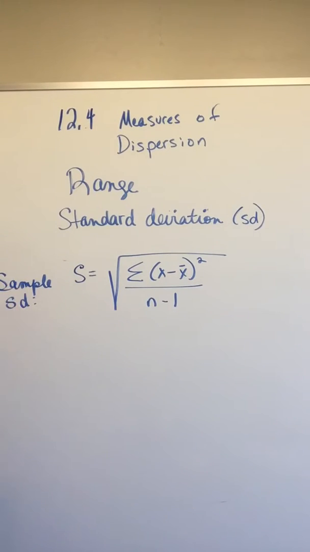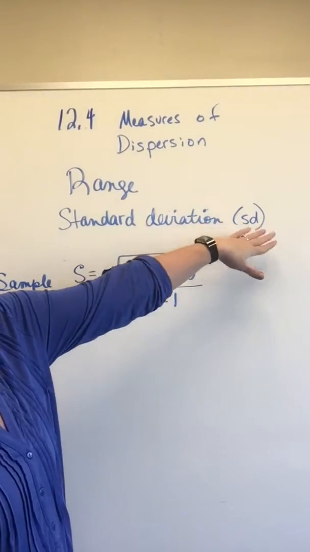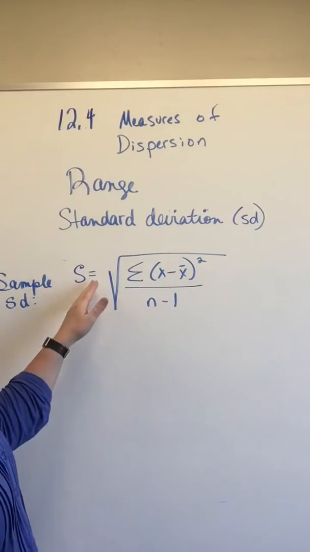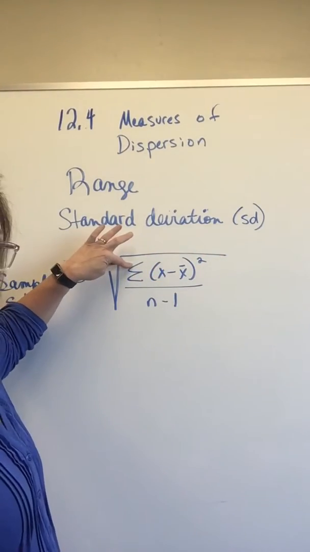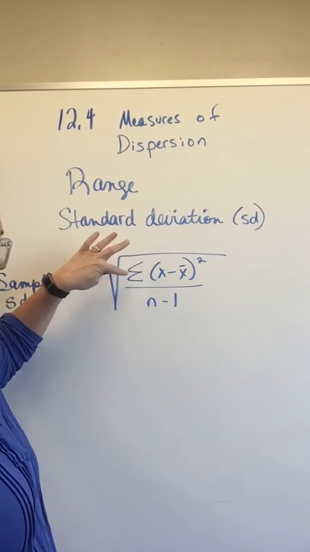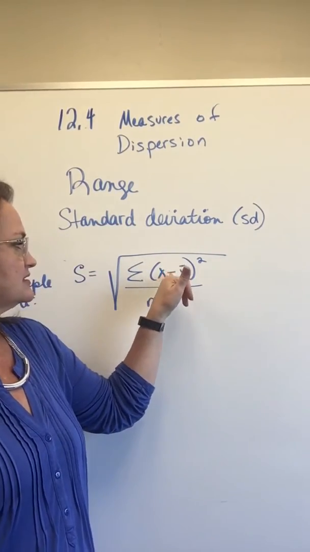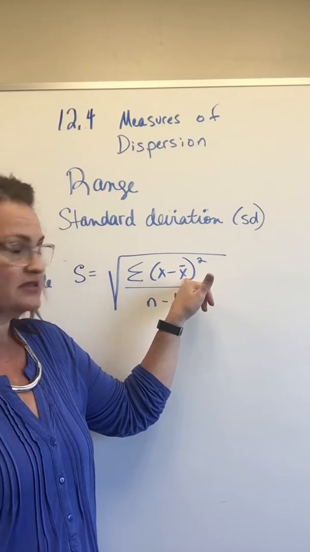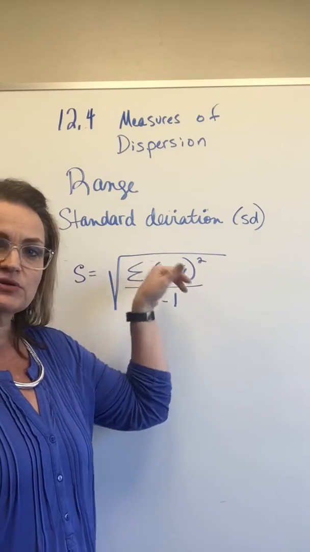So this is a sample standard deviation formula. And we use small s to mean standard deviation, short for SD or standard deviation. It is the square root of the sum. Remember how epsilon stands for summing things. So it's the sum of every piece of data, subtract the mean, take that answer, square it, and then the sum of all of those values.